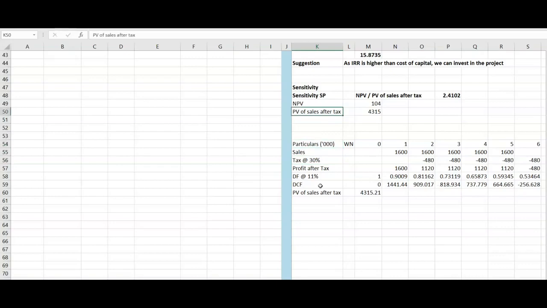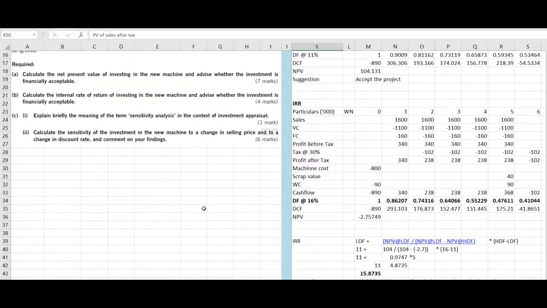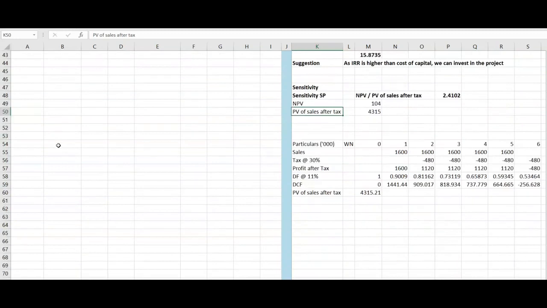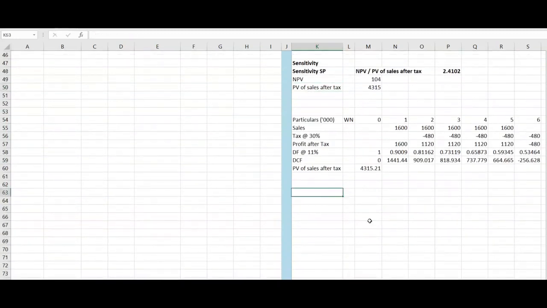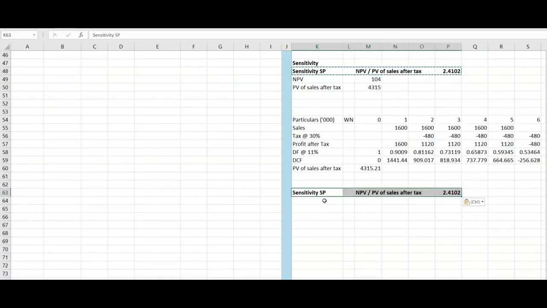But still the question is not ending. There's still one more element here. The question asks you, what is the sensitivity to a change in selling price and to a discount factor? So discount factor is nothing but IRR computation. So we'll take this and we'll again compute it. So we'll have it here. Sensitivity to discount factor.